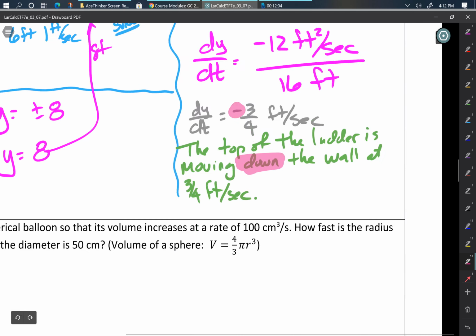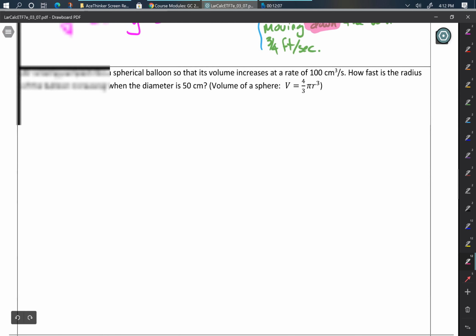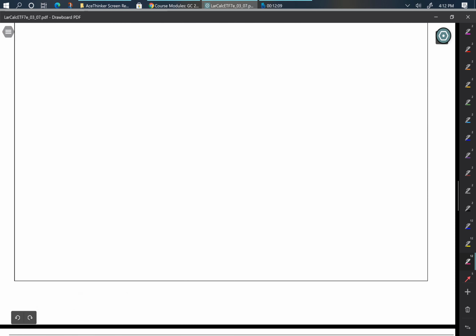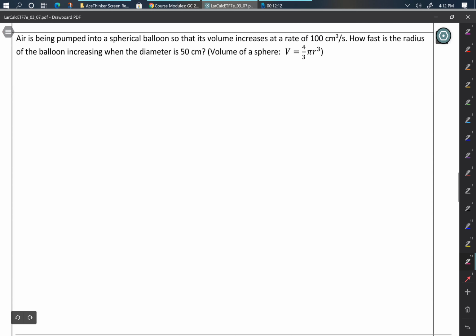All right, so we're at 12 minutes. I think we can cram another one in this one, and maybe the second one will go a little faster since we got a little more experience. All right, so our second related rates problem. Air is being pumped into a spherical balloon so that its volume increases at a rate of 100 cubic centimeters per second. How fast is the radius of the balloon increasing when the diameter is 50 centimeters? Volume of a sphere, in case you didn't know it, I'm sure you did, but we'll put it there just in case. Volume is 4/3 pi r cubed.